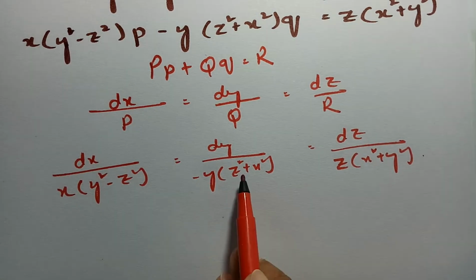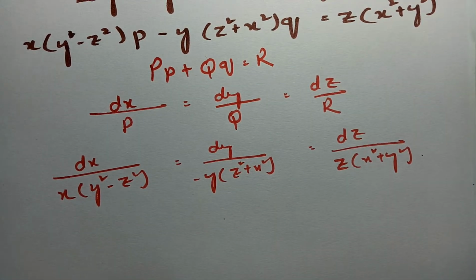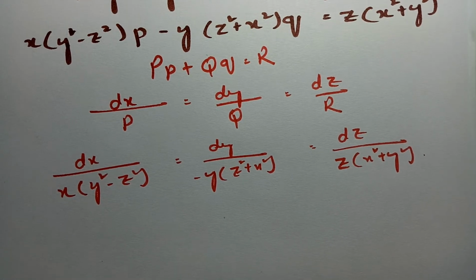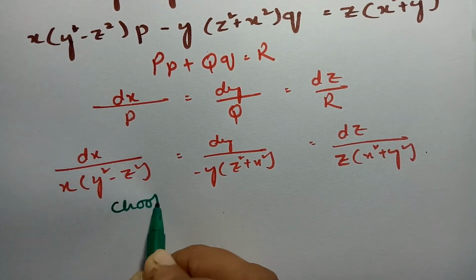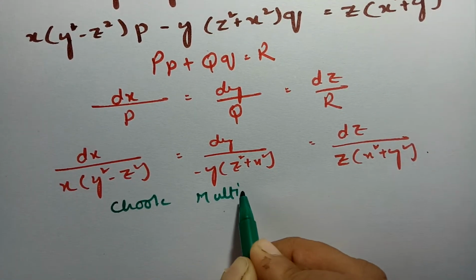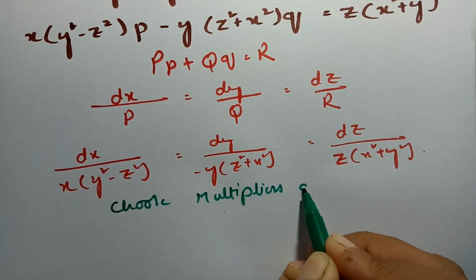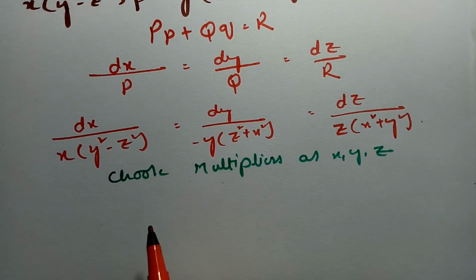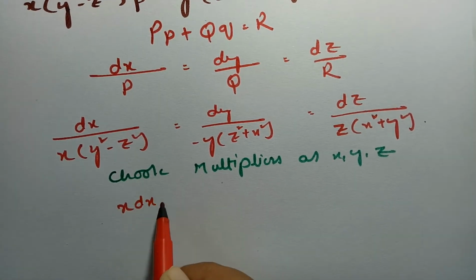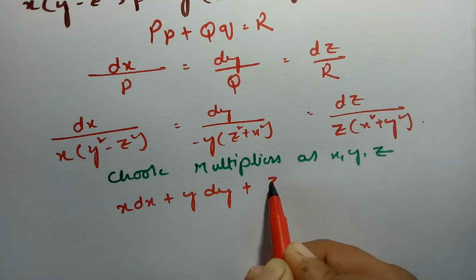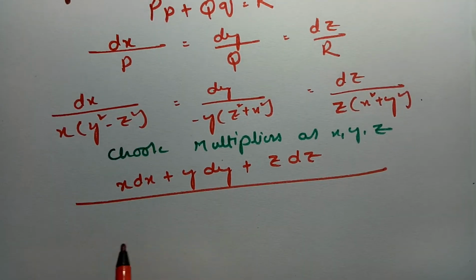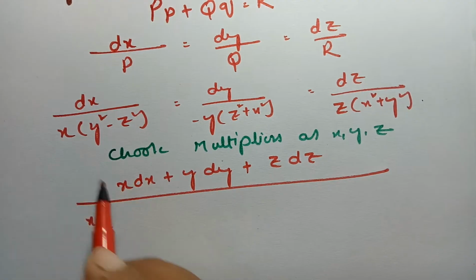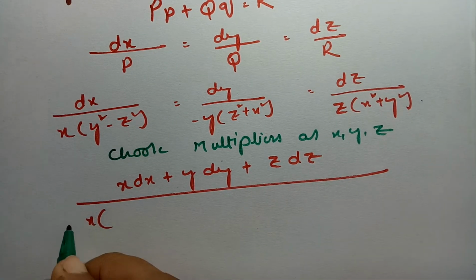So there is no possibility of separating or equating any two equations, so there is no possibility of taking the method of grouping. So definitely I have to choose some multipliers for solving. I have to choose multipliers as x, y, z. So if I take the multipliers as x, y, z, then this is x dx plus y dy plus z dz by x times, see here there is already x, so I have to multiply with x.